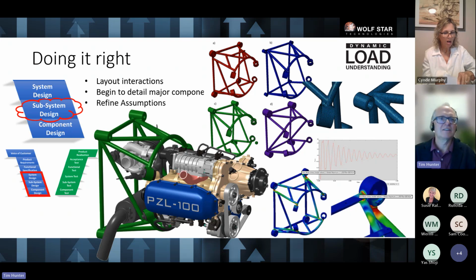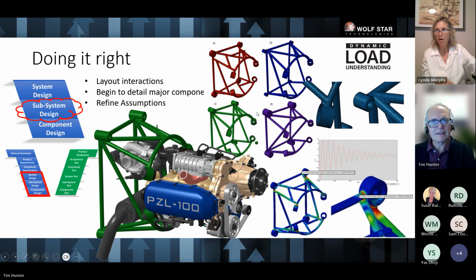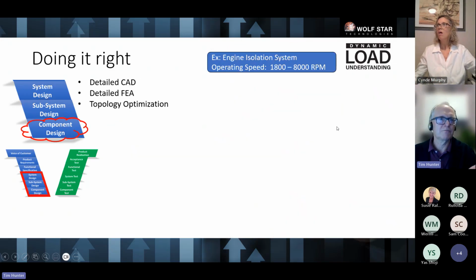So that's the important thing, is now that you've used the system design level stuff, you can now bring that into the subsystem design and play with configurations very quickly and easily here. And now that you've got that, now you want to start fleshing out the details of the components.